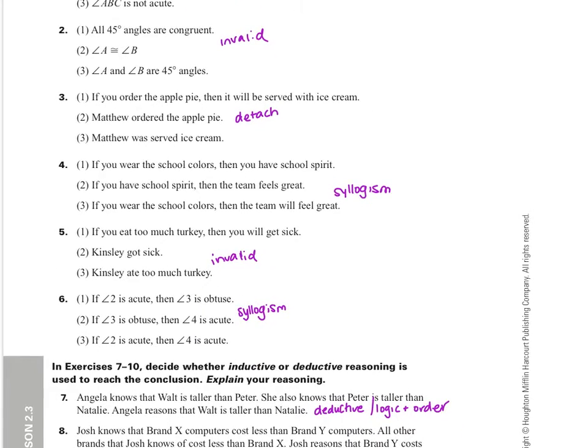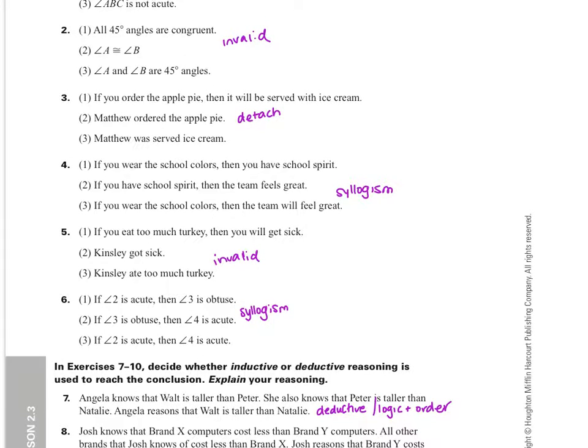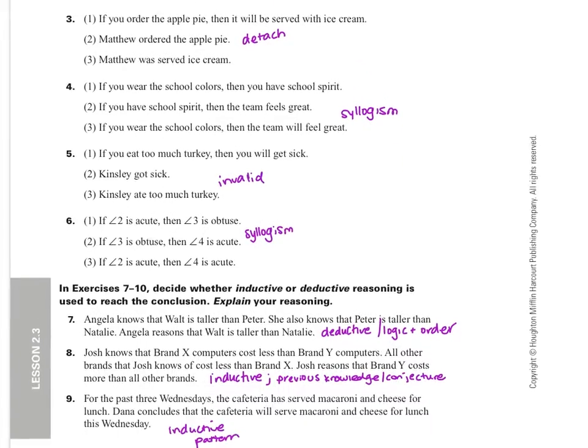3 is also law of detachment. If you order an apple pie, then it'll be served with ice cream. Matt orders apple pie, so Matt was served ice cream. 4, if you wear school colors, you'll have school spirit. If you have school spirit, then the team feels great. Those are 2 if-then statements, right? And then the third statement took the if of the first and the then of the second and put them together. That's law of syllogism.